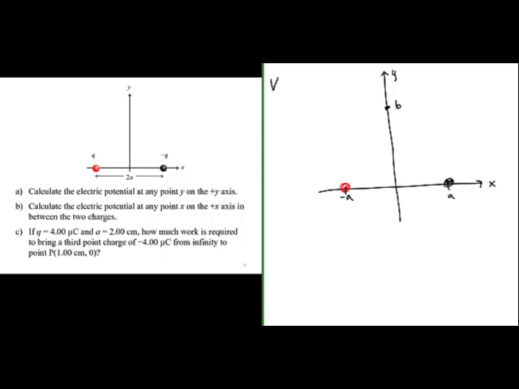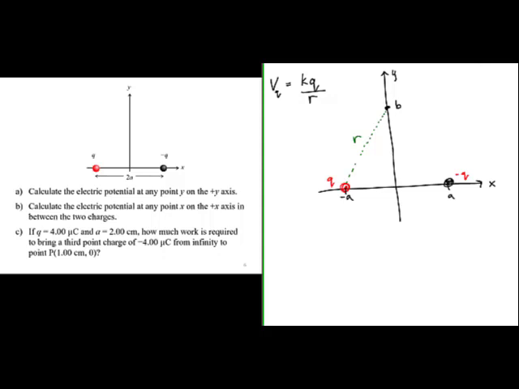Remember, electric potential due to a point charge, Q, is directly proportional to that charge divided by the distance the point is away from that charge. Point B is a distance r away from our positive charge. Let's label our positive charge Q. Let's label our negative charge minus Q.